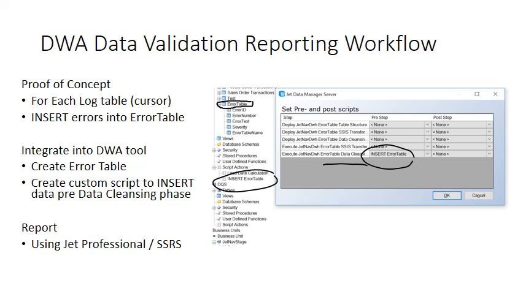So basically, all of the magic is in this insert script, and we just have to tell the application, hey, run the script to deposit all of the data into this error table. And then every day you'll use either Jet Professional or some sort of SSRS report to actually report against that table and see if there's anything in your error table. And if there is, then obviously we've got work to do, and if it's empty, then smooth sailing.